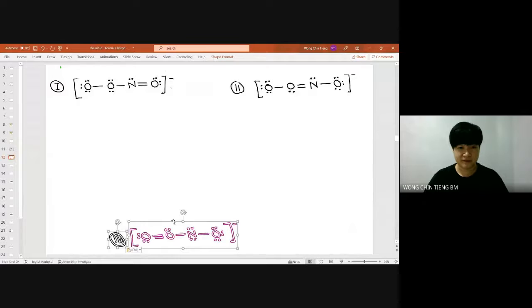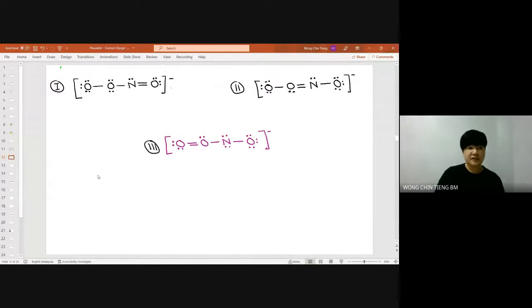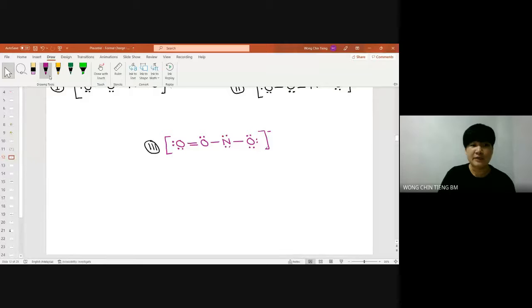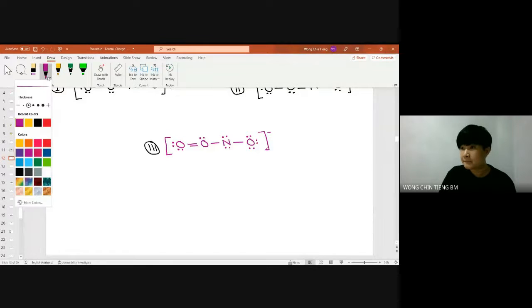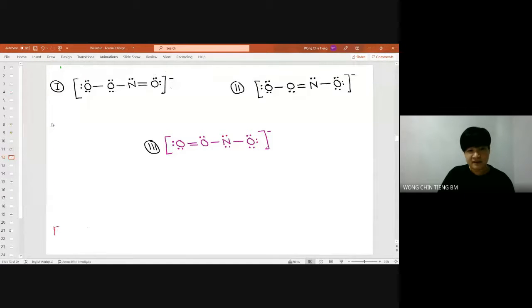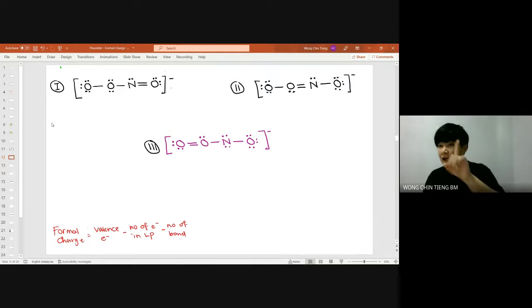Alright. Lovely. So, calculating formal charge. Jujur, ada masalah? Okay. Tak ada masalah. Just very quickly writing the formal charge formula, untuk siapa yang tak confident lagi. Is the valence electron minus the number of electron in lone pair minus number of bond. Okay. I count the first one for you. Boleh? Can we take a quick look?